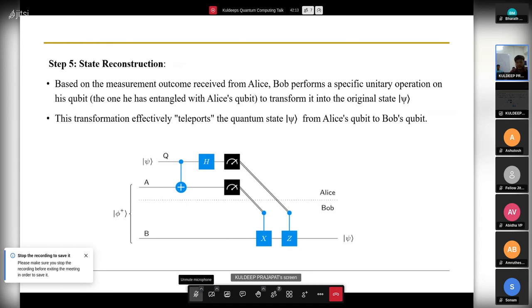So here you see the picture. This is a diagram of the teleportation process in quantum computing. We will study this in the next talks. I will give a talk on this particular topic in Qiskit. You can do it in Qiskit.